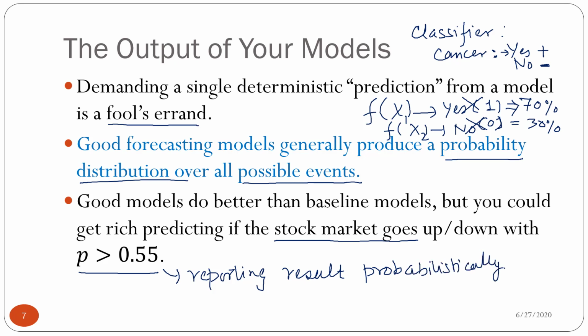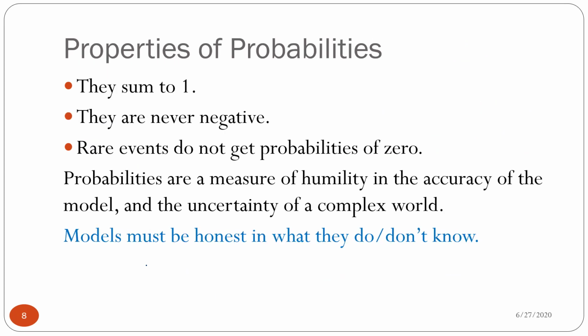You're not saying that it will go up or go down. You are saying that it will go up by 55%, which is more than 50%, and in this scenario it might be a good prediction. It seems like a good prediction because the stock system's behavior is so complex. Alright, so let's move on.